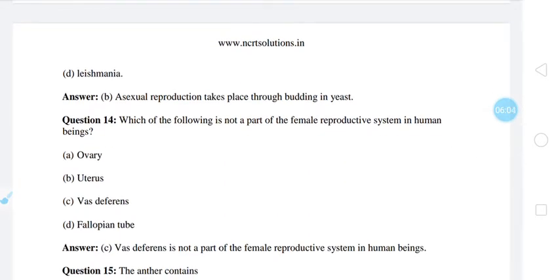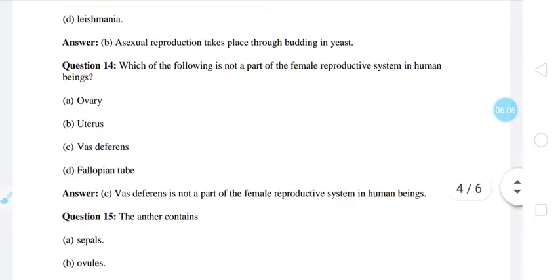Question number 14. Which of the following is not part of female reproductive system in human being? Female reproductive system. Try to understand. Ovaries are present in the female, uterus is present in the female. Vas deferens is a vast difference: it is present in male, which carries sperms from testes. So this is a vast difference.